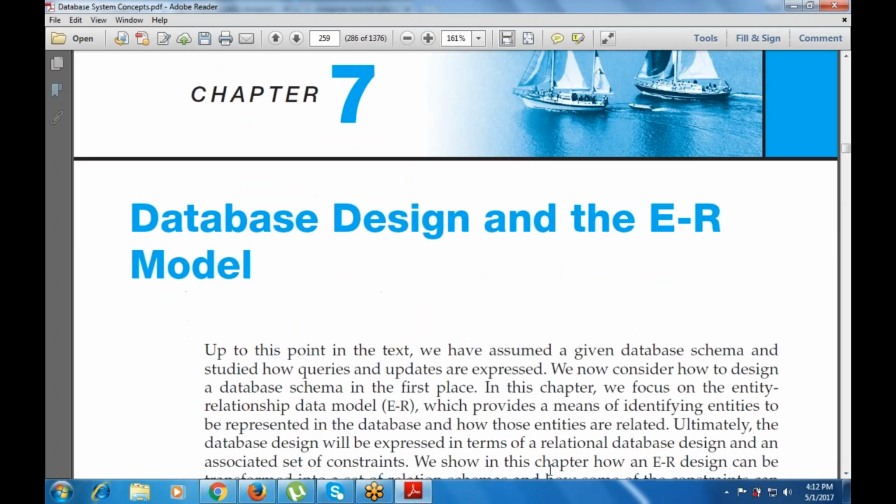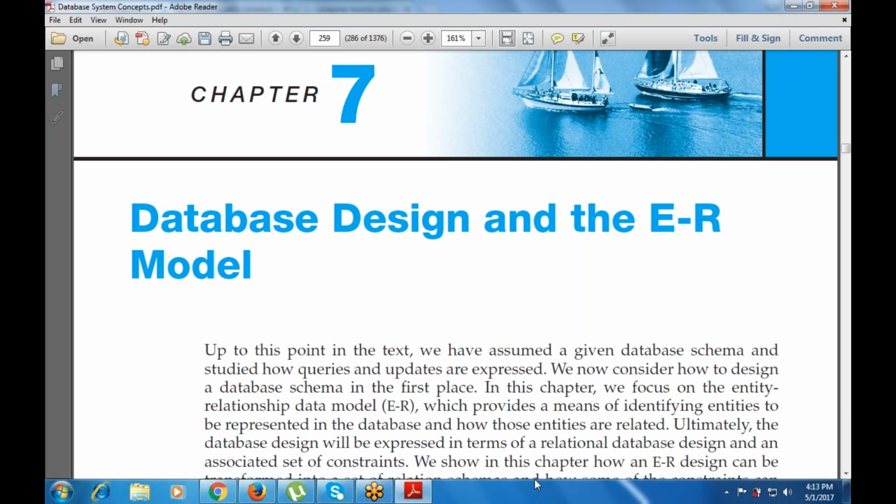Let's start with chapter number 7, that is database design and the ER model. Up to this point in the text, we have assumed a database schema and studied how queries are expressed or updates are expressed. Now we design the database schema in the first place. So we focus on the ER model that provides a means of identifying the entities.